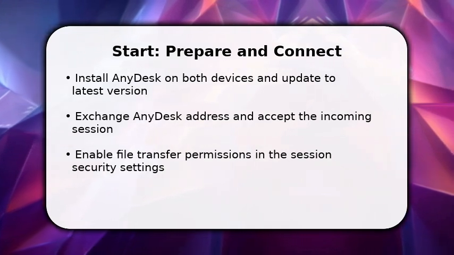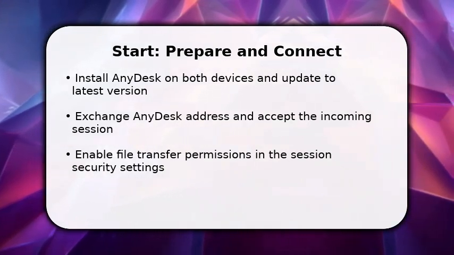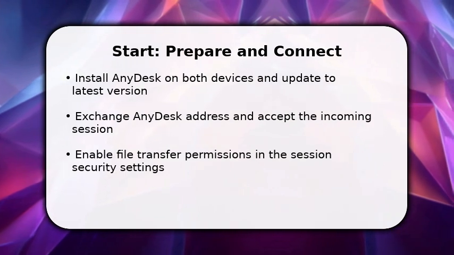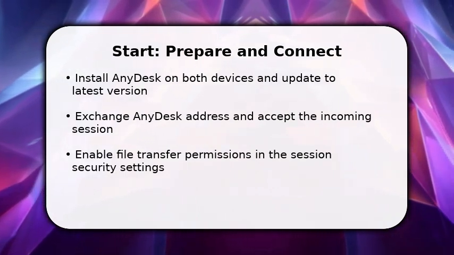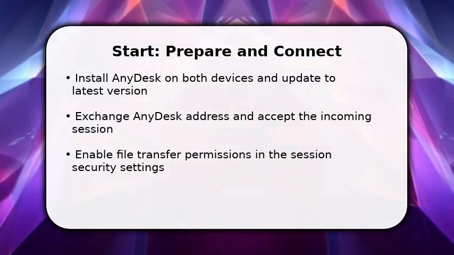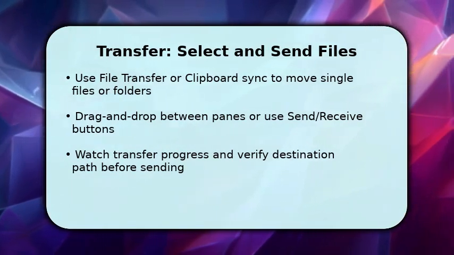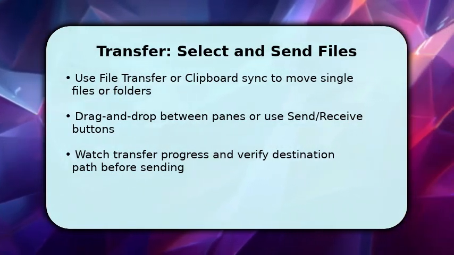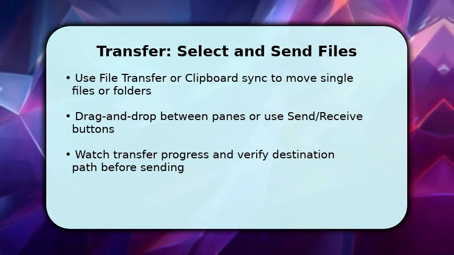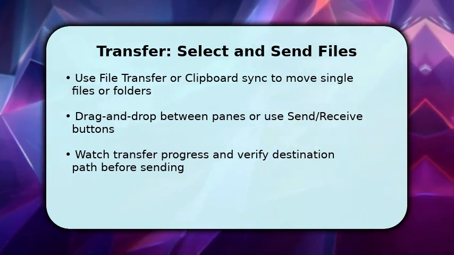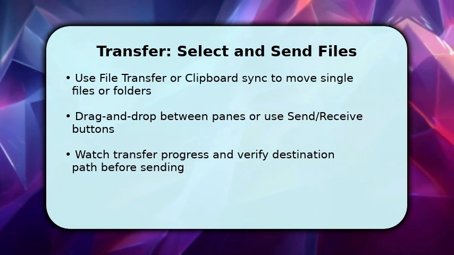After permissions are set, open the File Transfer window from the toolbar. This gives you a split view of local and remote directories, so you can start moving files. You now choose files. Either drag and drop between the local and remote panes or select items and click Send. For larger batches, compress folders first to reduce risk and speed up transfer.